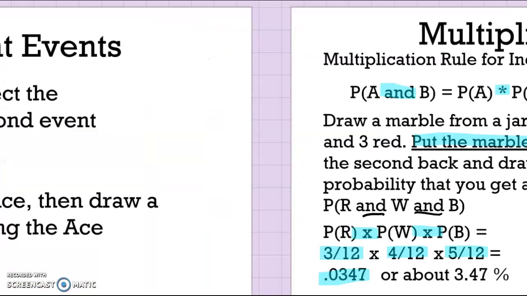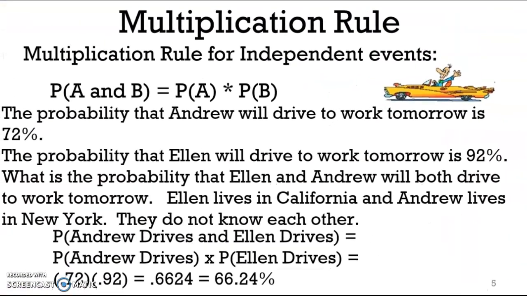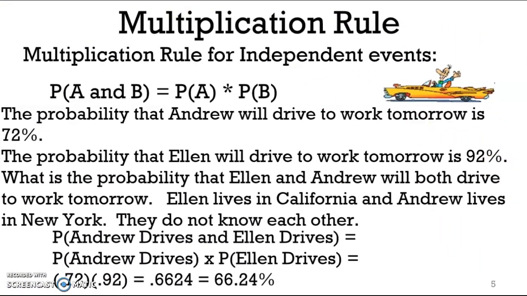Okay. Now let's take a look at dependent events. Well, actually, no, here's another. Let's do one more independent event rule. So we are trying to find, in this case, the probability that Andrew and Ellen will both drive to work. So let's look at the problem. The probability that Andrew will drive to work tomorrow is 72%. The probability that Ellen will drive to work tomorrow is 92%. What is the probability that Ellen and Andrew, so again, focus on this wording, and, so think to yourself, this is a multiplying problem, will both drive to work tomorrow?